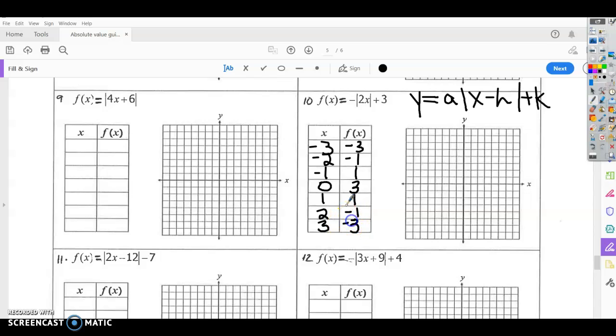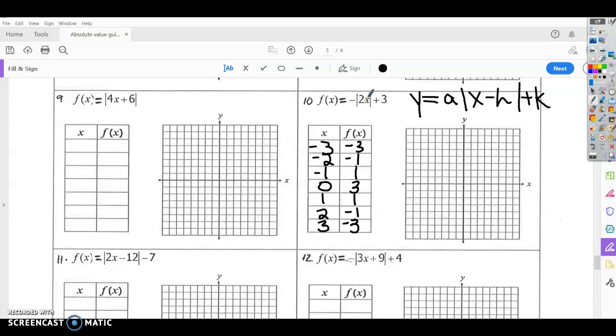And the reason these are negative is because that negative sign is outside the absolute value. Okay? When it's outside the absolute value, that's your A value. And when it's negative, it turns upside down. If you have a negative on the inside of the absolute value, remember that's distance from 0, so it becomes a positive number if you're multiplying that.